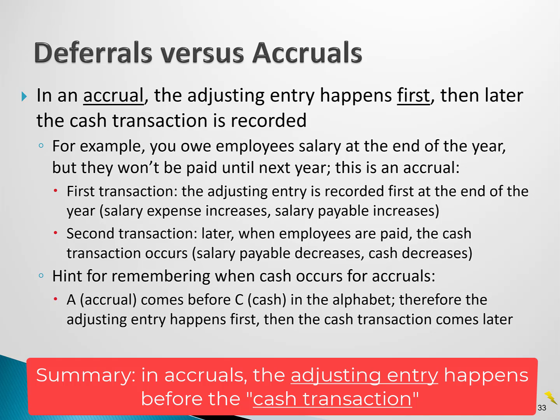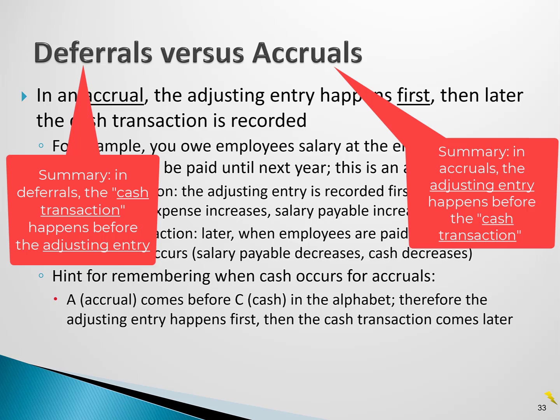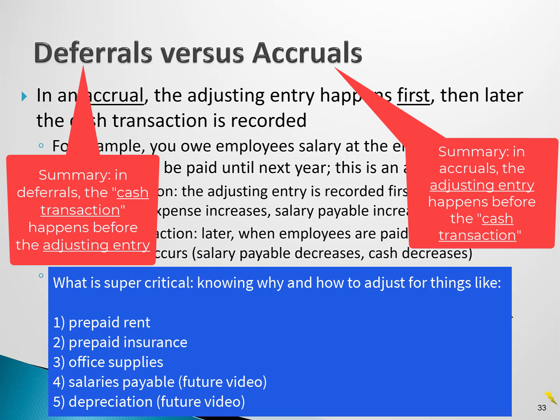Again, if this is super confusing to you, don't worry about it so much. In your advanced accounting classes, they'll get more into this. But just remember, for this chapter, what you really need to understand is why we are doing the adjusting entries, such as adjusting for prepaid rent used and adjusting for office supplies used.